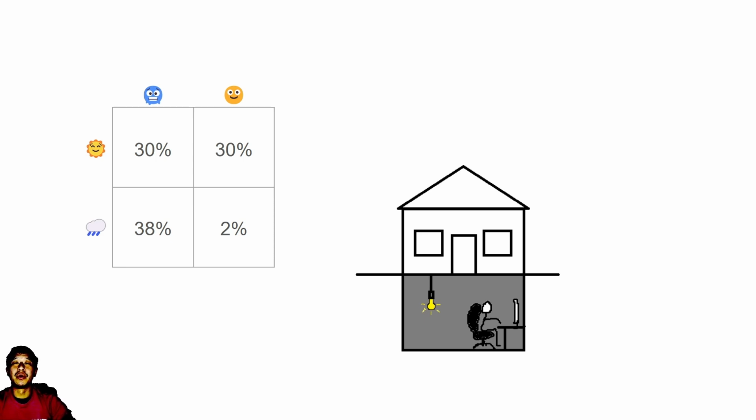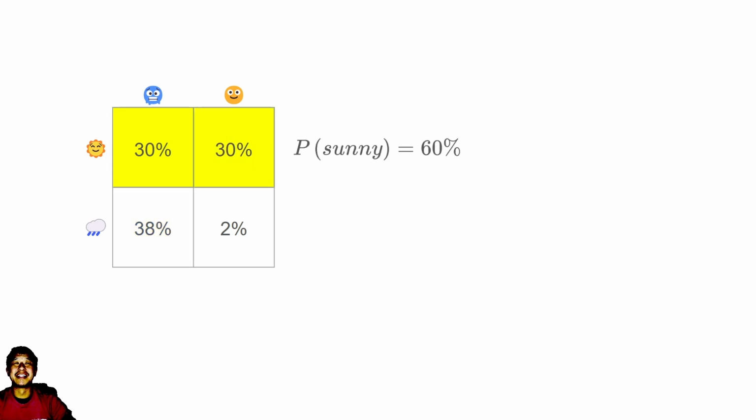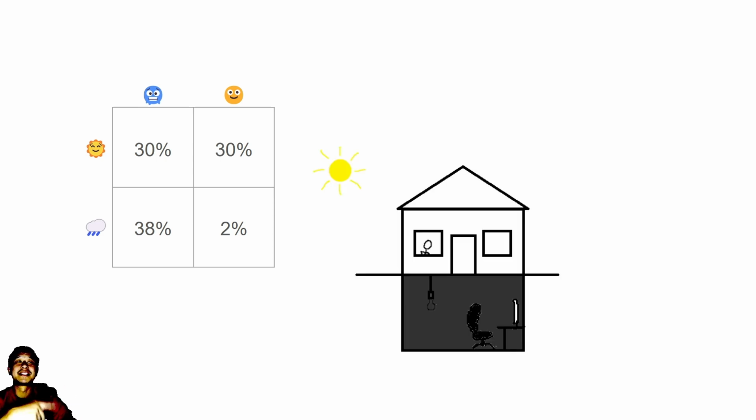The probability that it's cold outside is just the total probability of this cold column, which is 68%. So from my basement, I tell you there's a 68% chance that it's cold outside. Similarly, the probability that it's sunny is 60%. But what's going to happen if I go upstairs and look out the window? So let's say I go upstairs, look out the window, and see it's sunny.